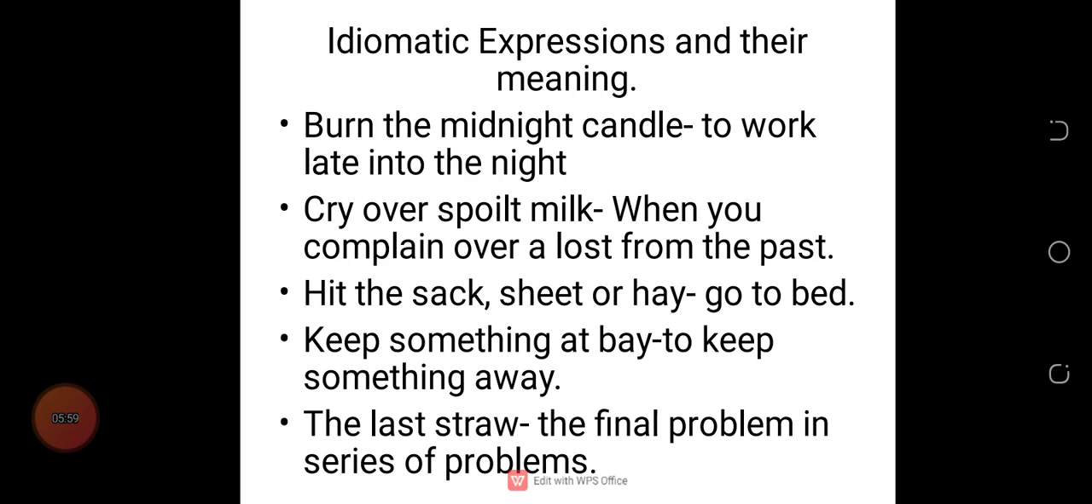Hit the sack, sheet or hay. It means to go to bed. To go to bed. Keep something at bay. It means to keep something away or at a distance.